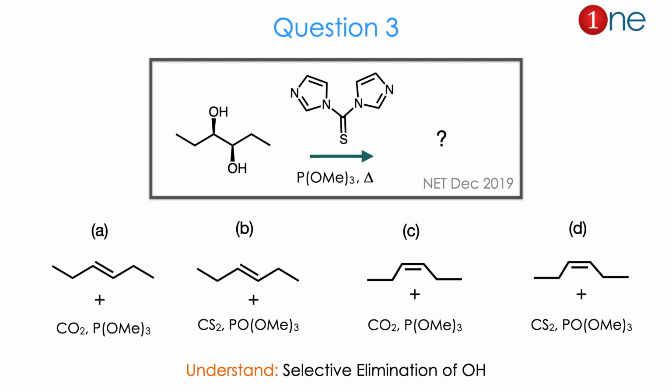The products are mostly a cis alkene with a different byproduct, which is carbon dioxide or carbon disulfide, or a trans alkene with a different byproduct, carbon disulfide or carbon dioxide. So from the reactant to the product you might understand selective elimination of the OH groups is there. The answer is A. Let us see how.